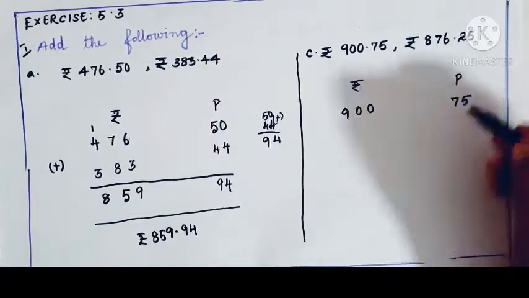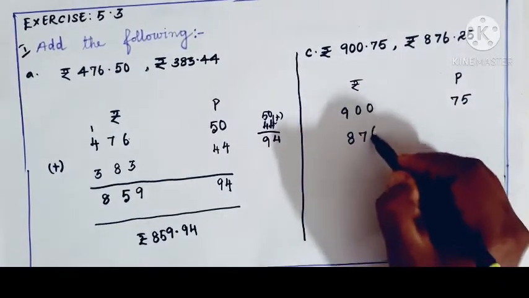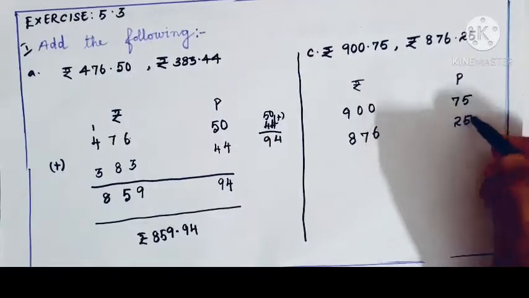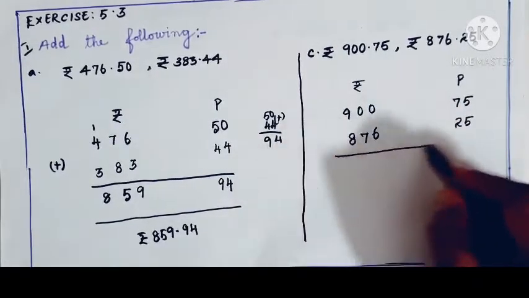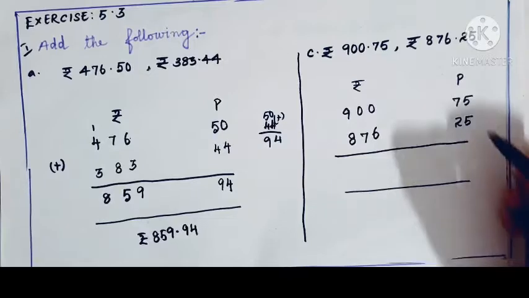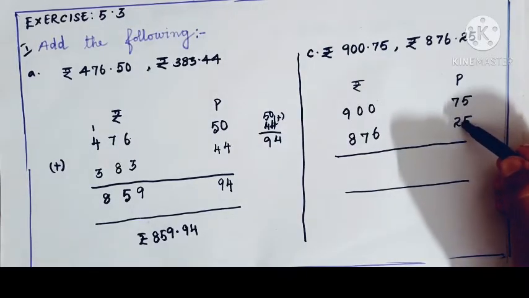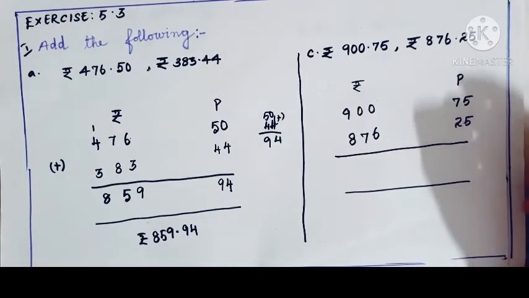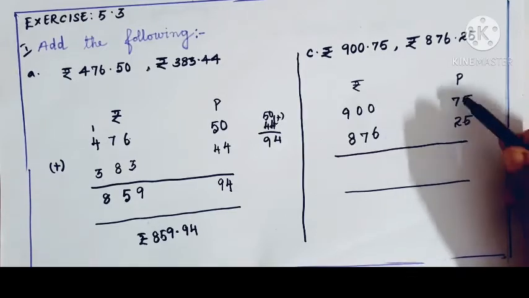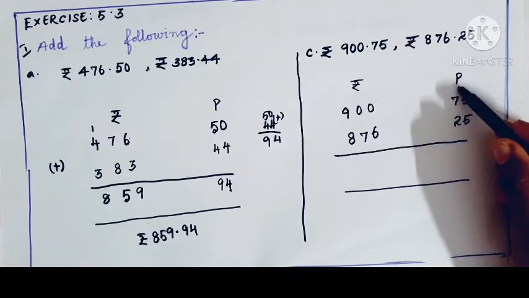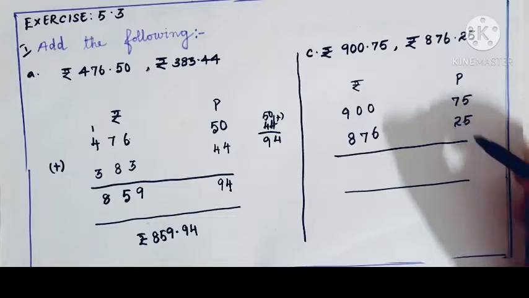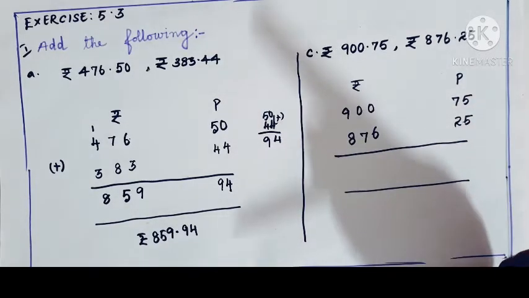975, 876 rupees, 25 pies. Yes. So what we are going to do? I'll explain it now. 75 plus 25 is 100. 5 plus 5 is 0, carry over 1. 7 plus 1 is 8. 8 plus 2 is 10. So it is 100.